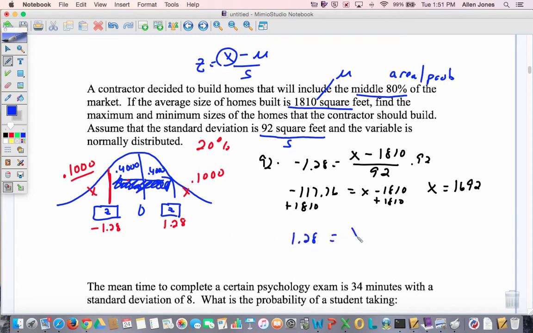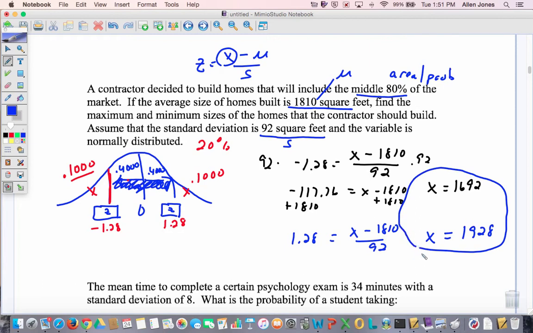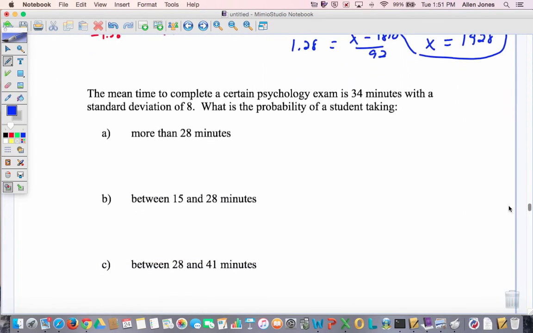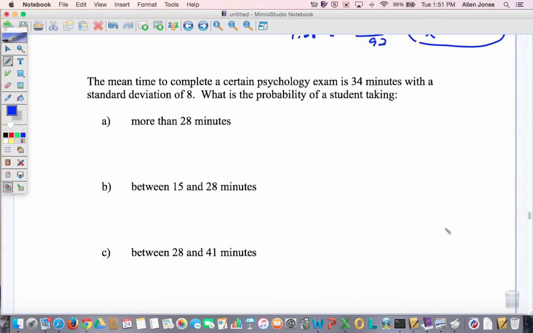I'd repeat the process for the upper end. I have a z-score of 1.28. That equals x minus 1,810 divided by 92. I'll skip over the algebra involved here. Most of us should be able to do that. 1,928 square feet. So there's our maximum and our minimum values that our contractor should build for houses based on the middle 80%, somewhere between 1,692 and 1,928 square feet.